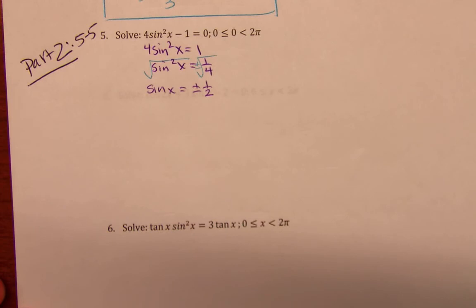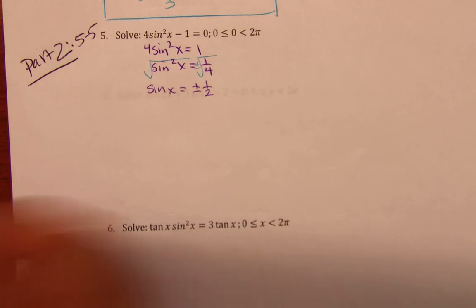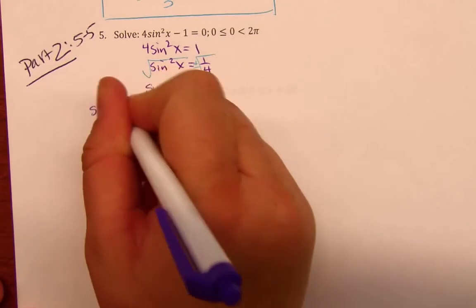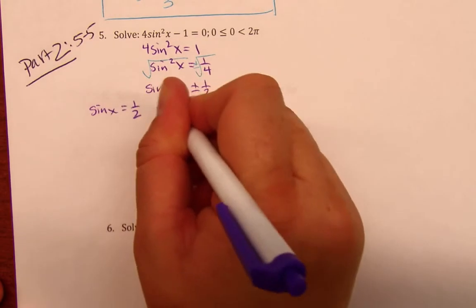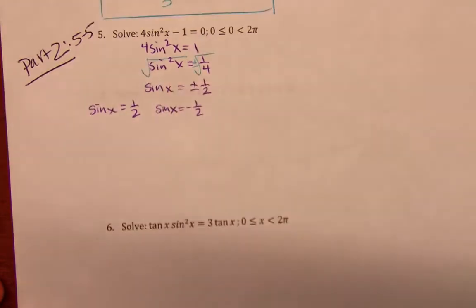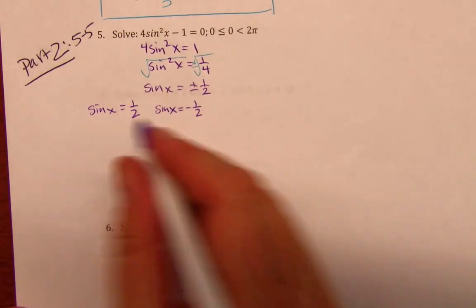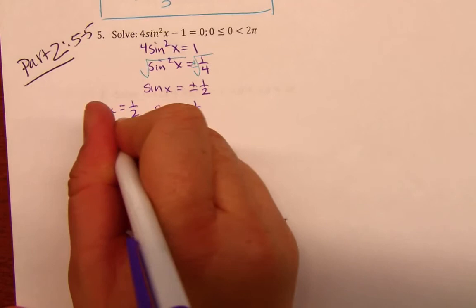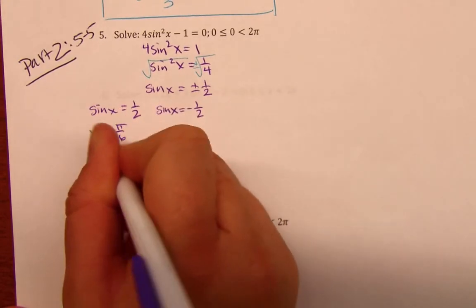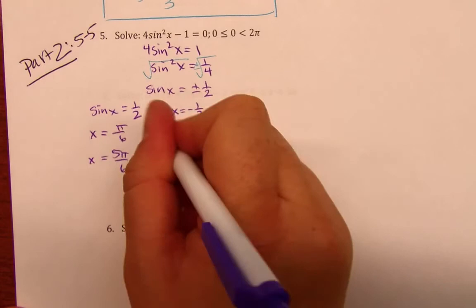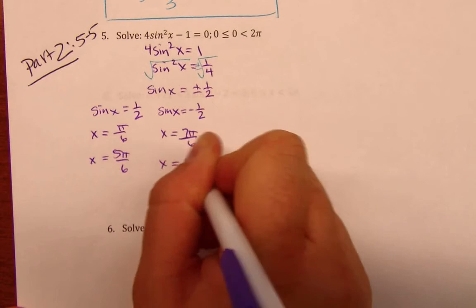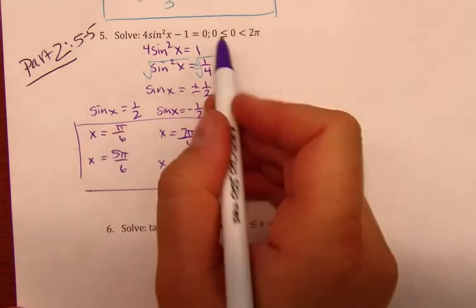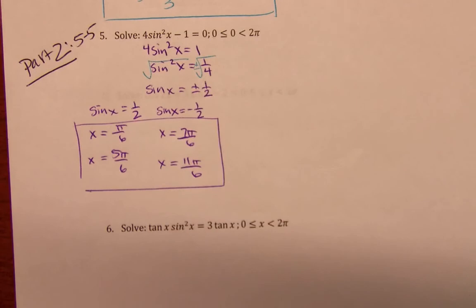Well, that means I'm going to have a few answers here. I'm looking where sine x equals 1/2 and where sine x equals negative 1/2. Okay. And so that's going to be at x equals pi over 6, x equals 5 pi over 6, and then x equals 7 pi over 6, and x equals 11 pi over 6. And it's just from 0 to 2 pi. There's no coefficient on my x, so that's where I finish. Okay.